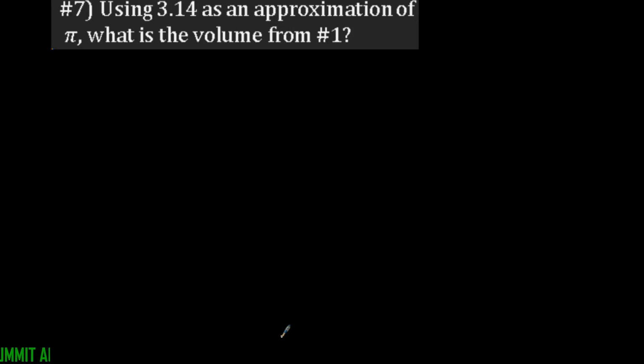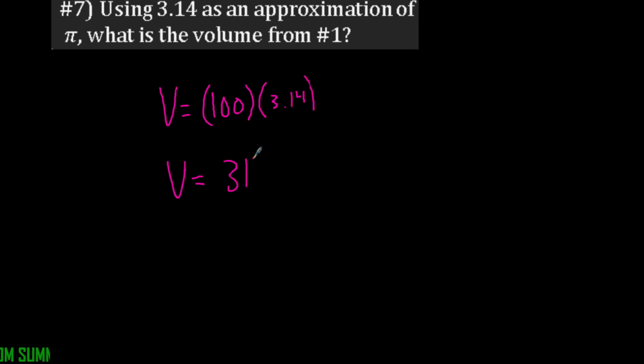Alrighty, now for number 7, 8, and 9, it says using 3.14 as an approximation for pi, what is the volume for number 1? So what you're going to do is go back to the front side and find the volume for each of these. It's going to be real easy because if my volume was equal to 100 pi, that's the same thing as 100 times 3.14. So my volume for this one is going to be 314 centimeters cubed.